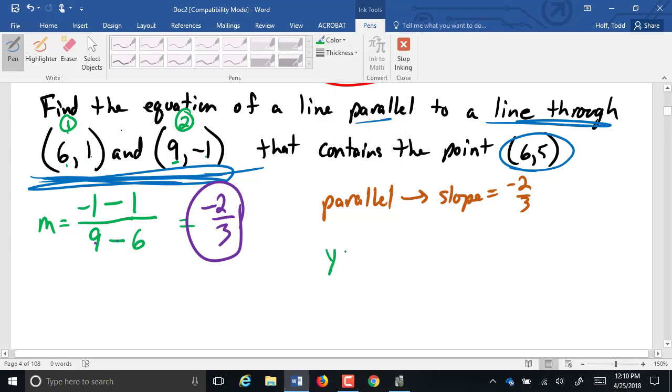So we'll do y equals -2/3 x plus b again. We've got to find b. To find b, we're going to use the given point: the line has to contain the point (6, 5). So that's saying y would have to be 5 when x is 6. It has to make that equation true.